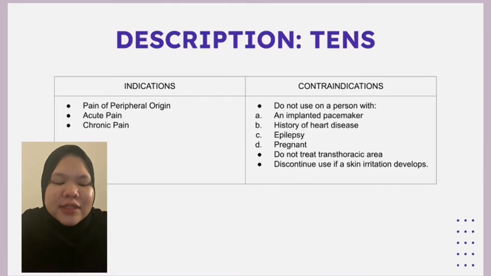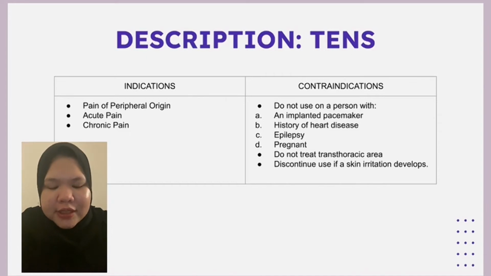Indications of TENS are pain of peripheral origin, acute pain, and chronic pain. And the contraindications of TENS are: do not use on a person with an implanted pacemaker, history of heart disease, epilepsy, pregnant, and do not treat the transthoracic area. Discontinue use if a skin irritation develops.